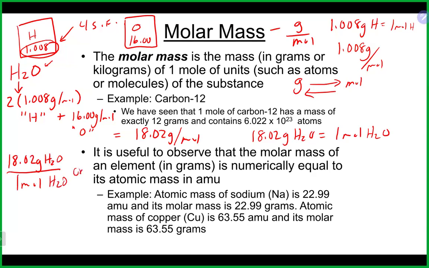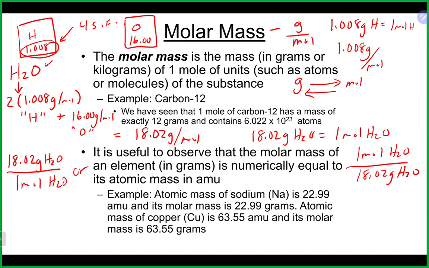Or if you needed it the other way around, I'll put it on the other side since I ran out of room. 1 mole of water could go up on top, represents 18.02 grams of water. So really molar mass for all intents and purposes is very similar to Avogadro's number. It pretty much is just a conversion factor, and it's that conversion factor that allows you to go again from grams to moles or moles back to grams. Any questions on that?